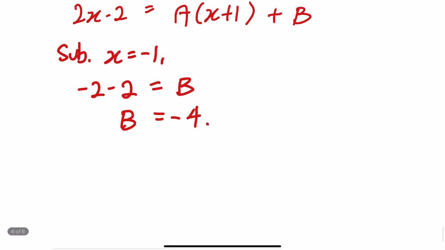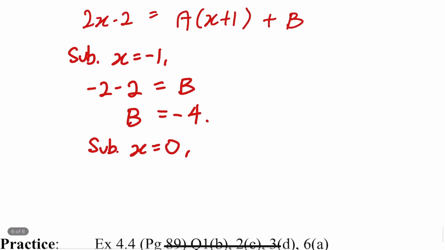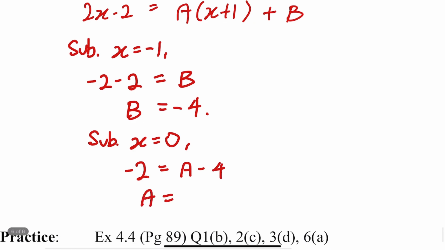Then next step, to find the value of A, I can choose any other x value to substitute in. Any easy and small number to use is, let's say, x equals 0. This can be any number you want, but you will choose a number that's small and easy to use. So this will be negative 2 equals A minus 4. A will be simply equal to 2.